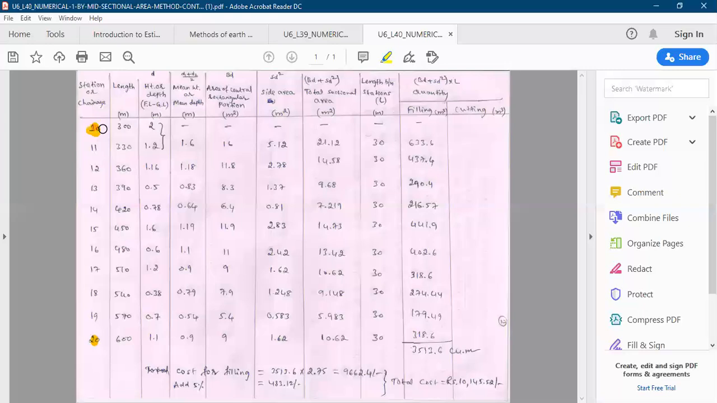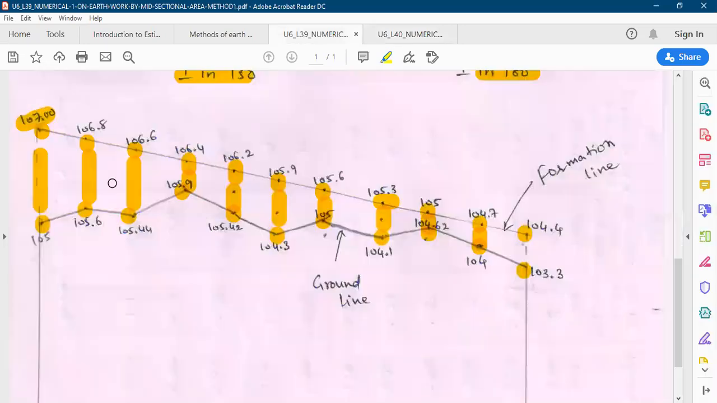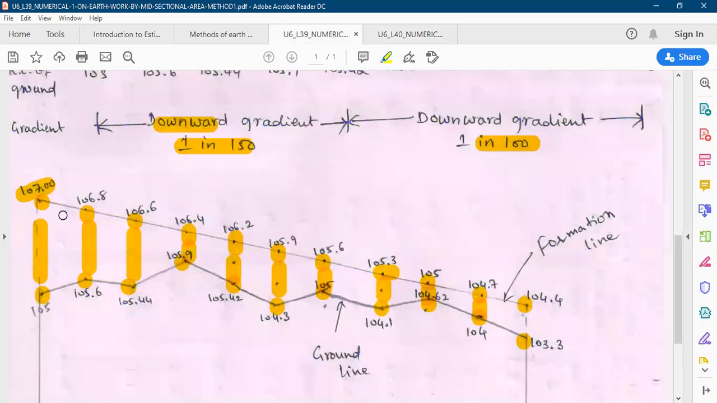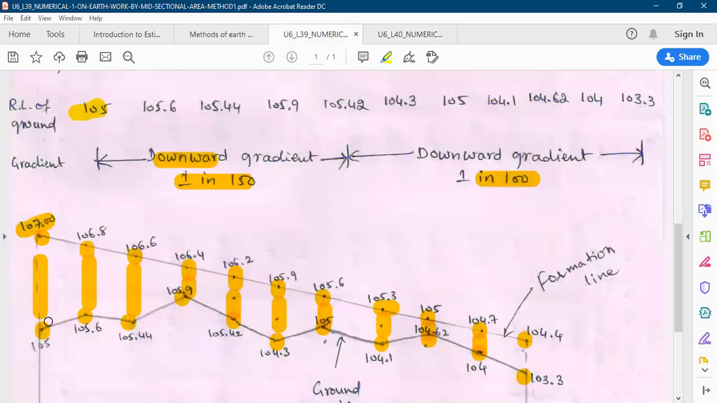At the 10th chainage the distance will be 300 meters. So we have calculated the depth here, sorry, not the average depth, it is the total depth. At the first station, the RL of formation is 107, and the RL of the ground at the first station is given here, so that is 105.